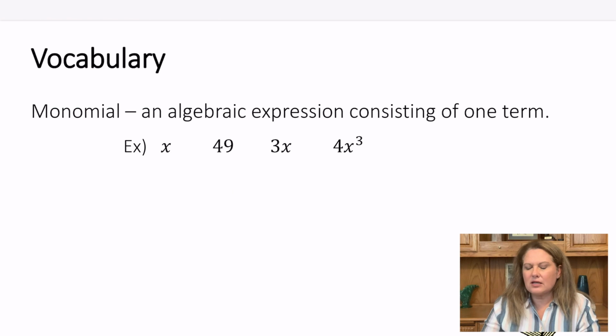You might be asking yourself, okay, well, what is a monomial anyway? A monomial is an algebraic expression consisting of one term. And I have four different types of monomials. They can be as simple as x or 49, or you can have the variable term 3x. You can also have 4x cubed or 4x to the third power. These are all single term expressions.